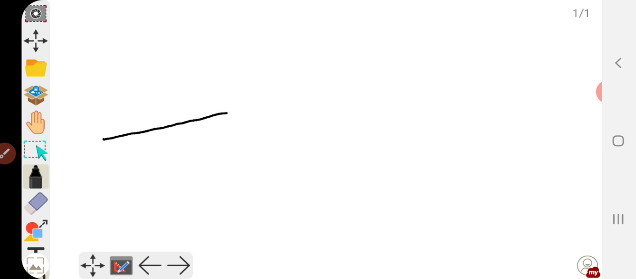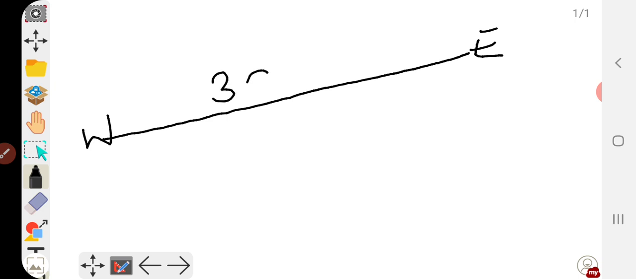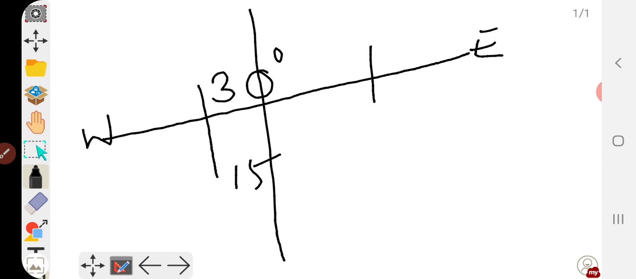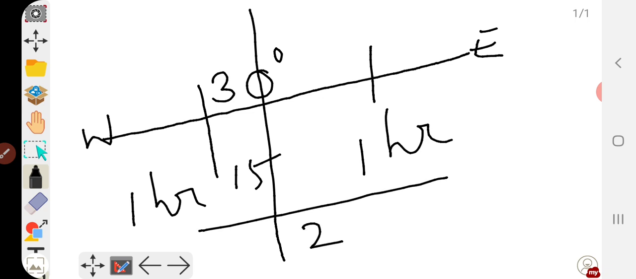The east-west extent, from east to west, we are having a difference of 30 degrees, and we all know with every gap of 15 degrees, suppose this is a 15 degree gap and this is 15 degrees, there is 1 hour difference, 1 hour over here, 1 hour over here. So we are having a time lag of 2 hours from east to west.